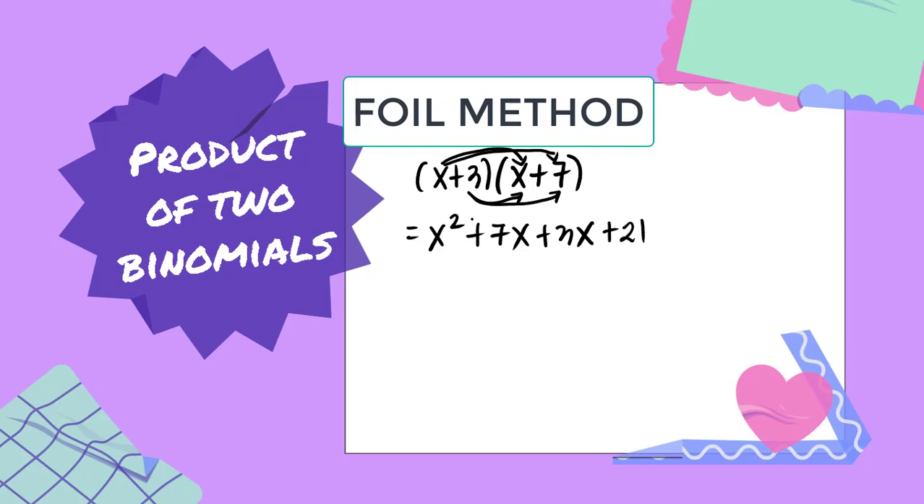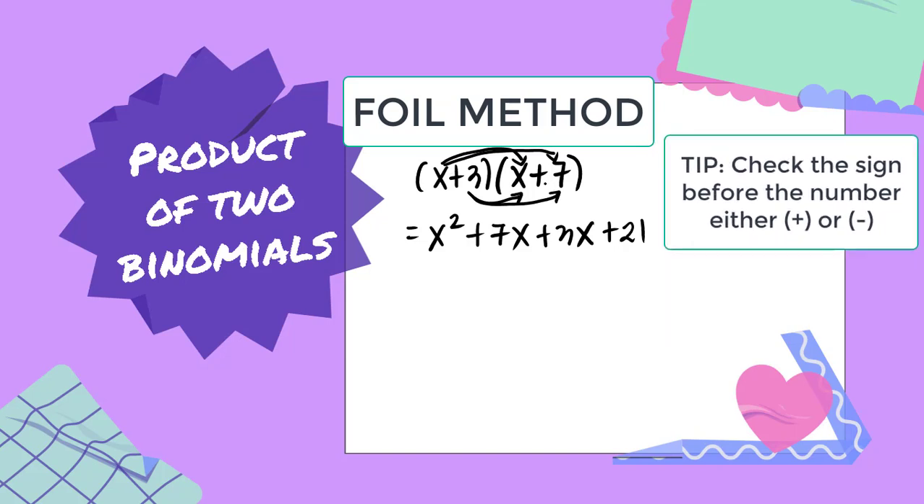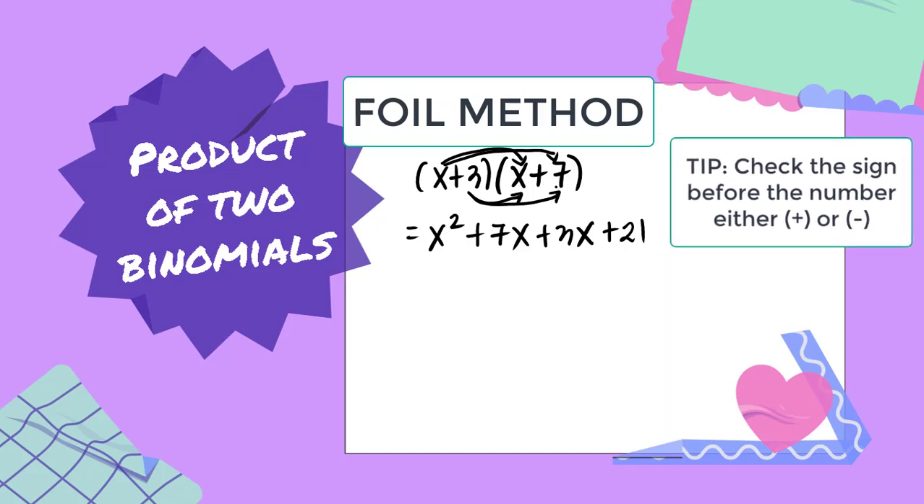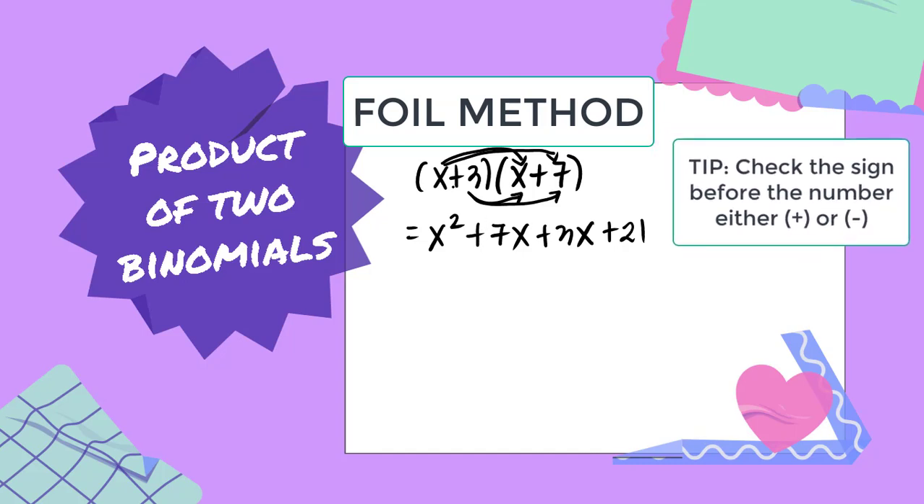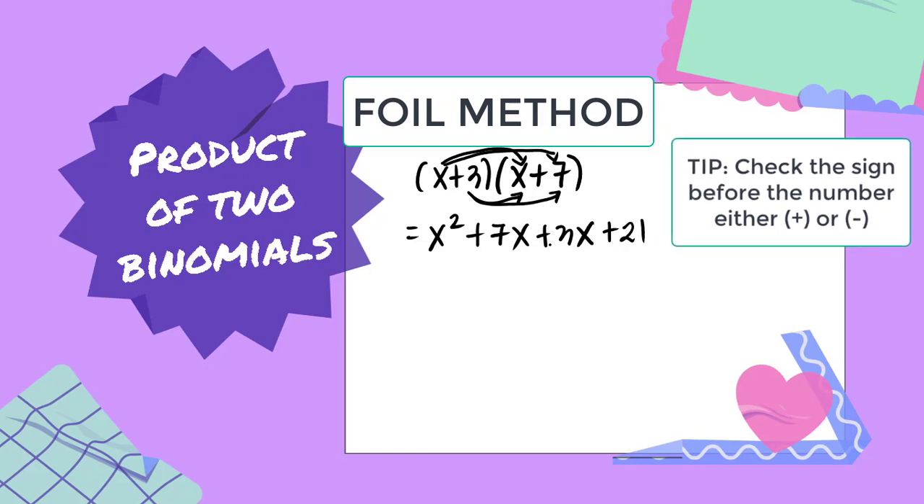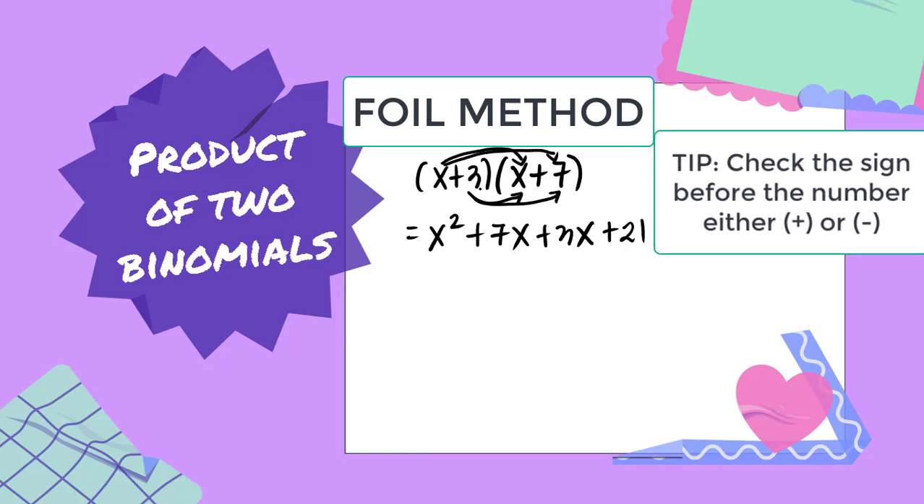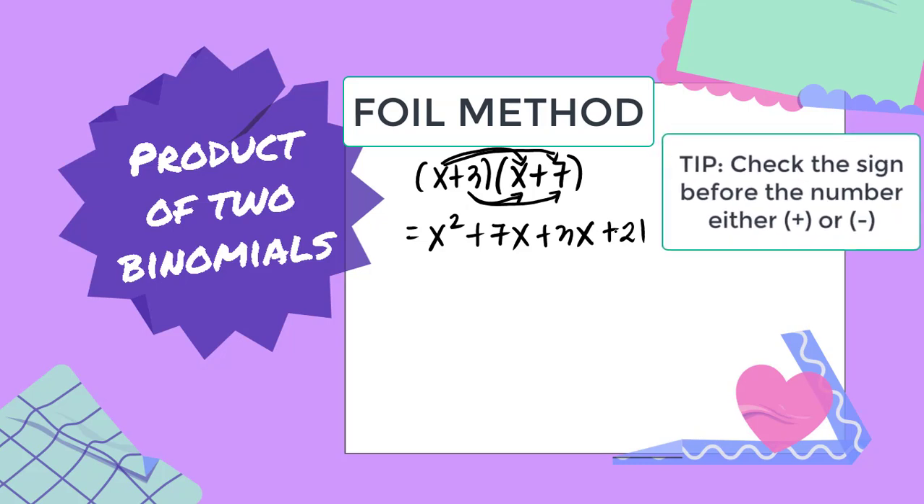Now, to determine the sign of the term, you have to look at the sign before the number or the variable. In this case, since the sign before 7 is positive, we use the addition symbol. And for the 3, since it's positive also, we use the addition symbol. And the same goes with the positive 3 and positive 7. It will just be the addition symbol.